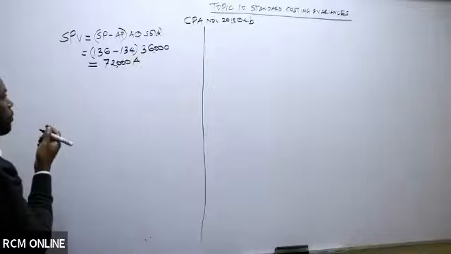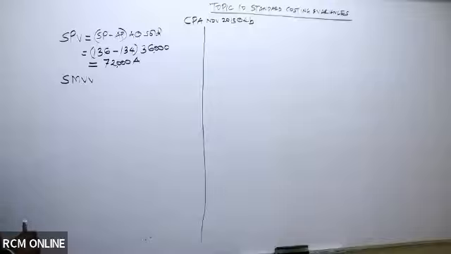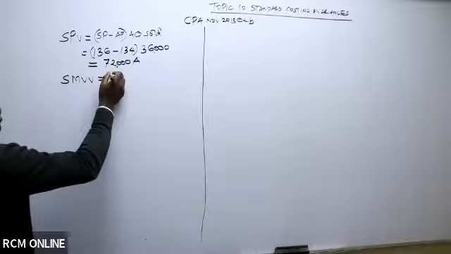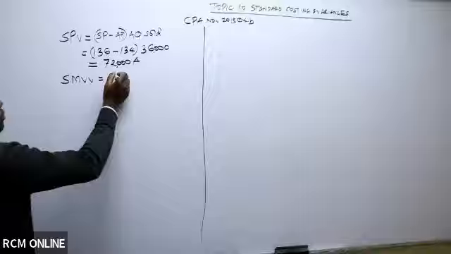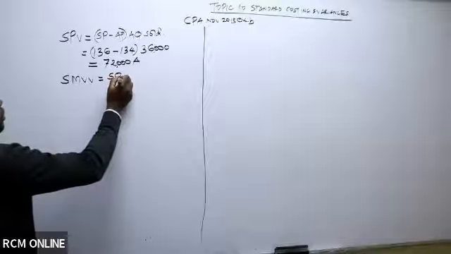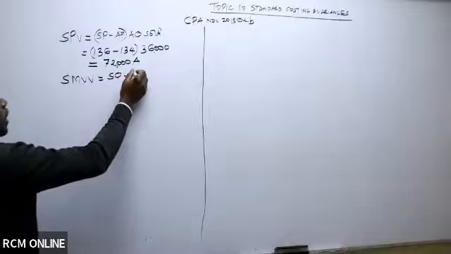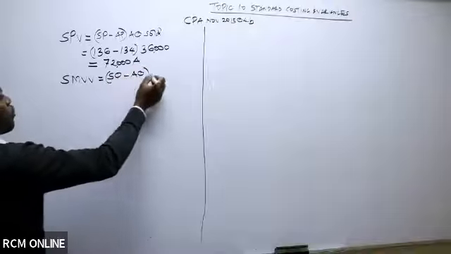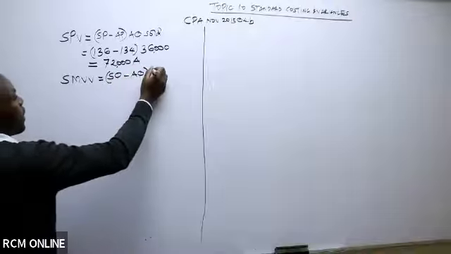So we have sales margin. We have what we call the sales margin volume variance. So the sales margin volume variance is equal to standard volume or budgeted volume minus actual, standard quantity minus actual quantity. Then we multiply by standard contribution.